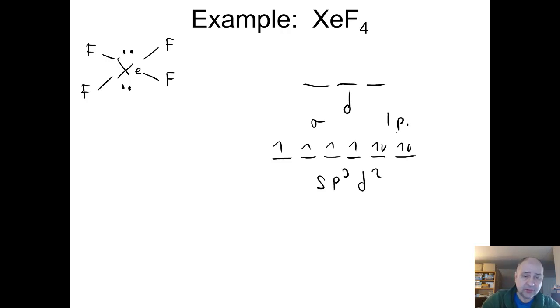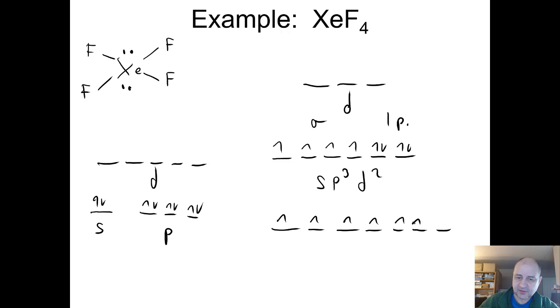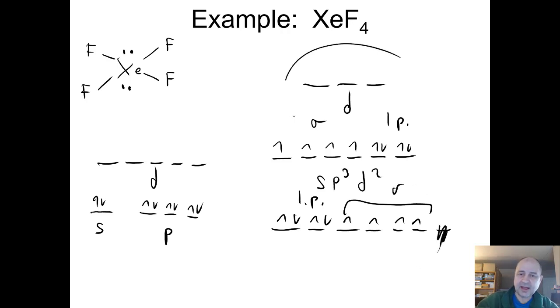Since I'm working this backwards, what you want to have is S and P and D, and we have 1, 2, 3, 4, 5, 6, 7, 8 electrons. So if you take 8 electrons and you put them in, you would go 1, 2, 3, 4, 5, 6, and then 7 and 8. So really the lone pairs should be here, and the sigma bonds should be here, and I made too many of those. But I also still have those d orbitals.